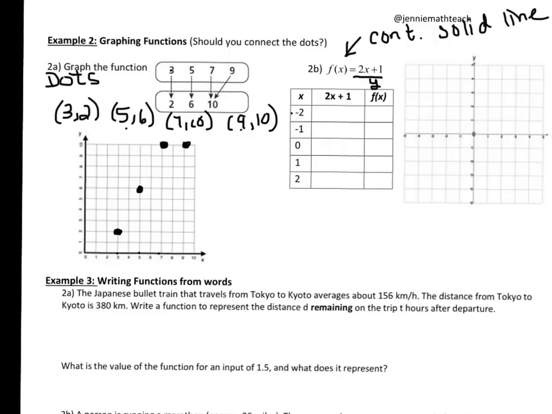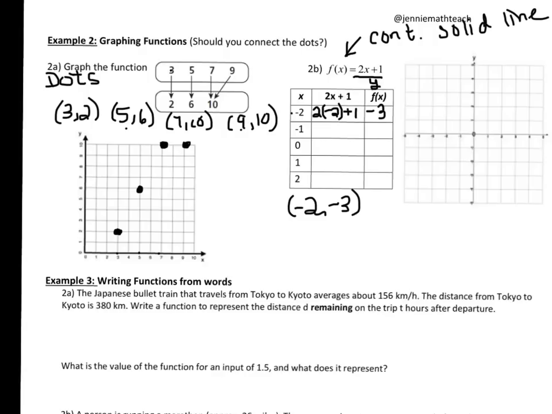Remember, y and f of x are the same thing. So let's plug in -2, where x is. So it'll be 2 times -2 plus 1. Well, that's going to be negative 4 plus 1, which is negative 3. That means when x is negative 2, y is negative 3.